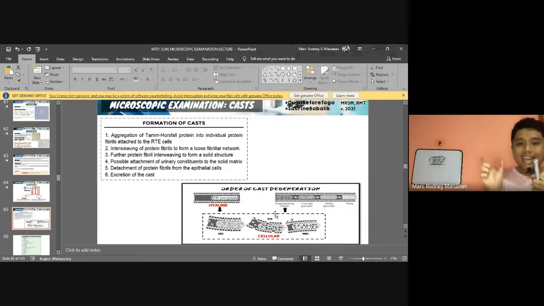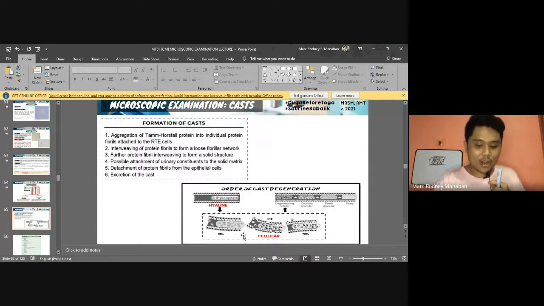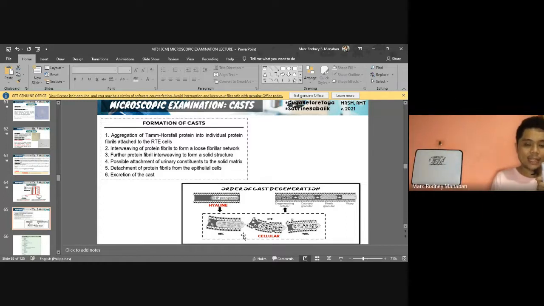Because remember that your hyaline cast is only made of uromodulin. So it's really clear. It doesn't have any cellular inclusion. It's plainly made of your uromodulin, alright? Then of course, as it passes through different tubules, it can attach, attract, or incorporate other cells. So therefore, the next stage there, as you can see, is cellular. Depending on the cells that can get inside: it can be RBC, WBC, RTE, bacteria, etc.